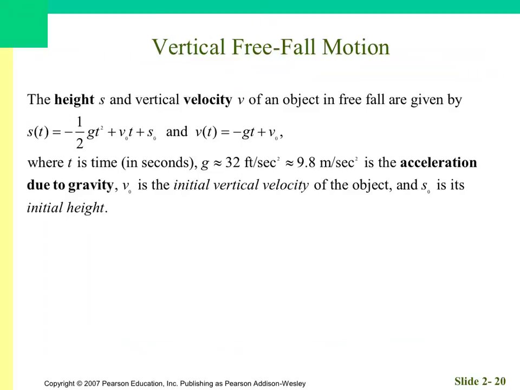Alright. So let's apply it. Okay? It says the height s and the vertical velocity v of an object in free fall are given by s of t equals, so there are the equations, where t is the time in seconds, and gravity is approximately 32 feet per second squared, which is 9.8 meters per second squared, the acceleration due to gravity. V naught is the initial velocity of the object, and s naught is the initial height. These are things you're going to need to know, so remember these. Write these down, have these to be able to reference for homework. I gave these to you on the first test already, but have these ready.